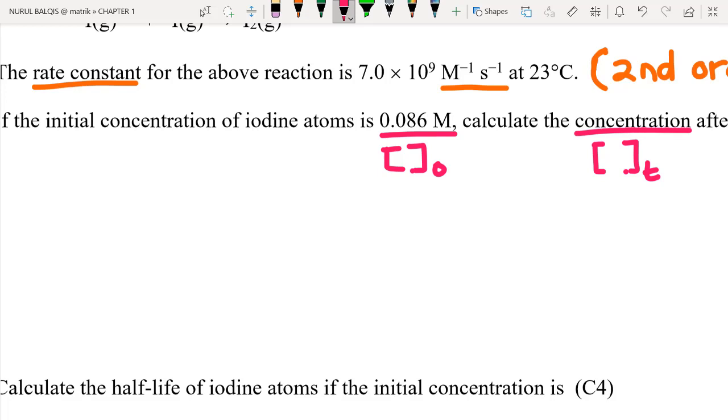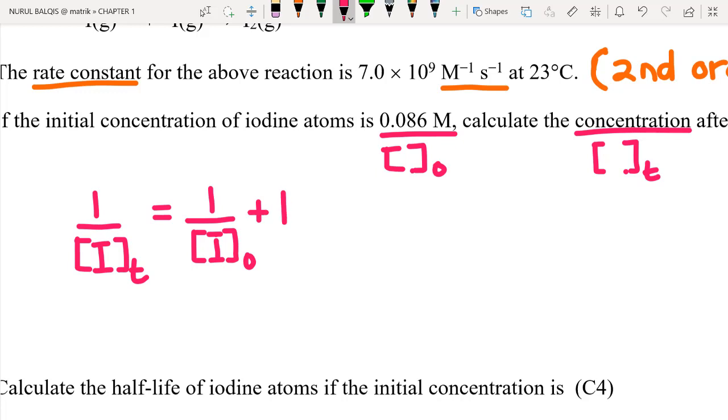So the integrated rate law for second order reactions is 1 over concentration of iodine at certain time equal to 1 over concentration of iodine at initial state plus kt. Okay, so we want to find the concentration of iodine at certain time. We already have information regarding the concentration of iodine at initial state, we have the rate constant value, and also we have the time taken here.